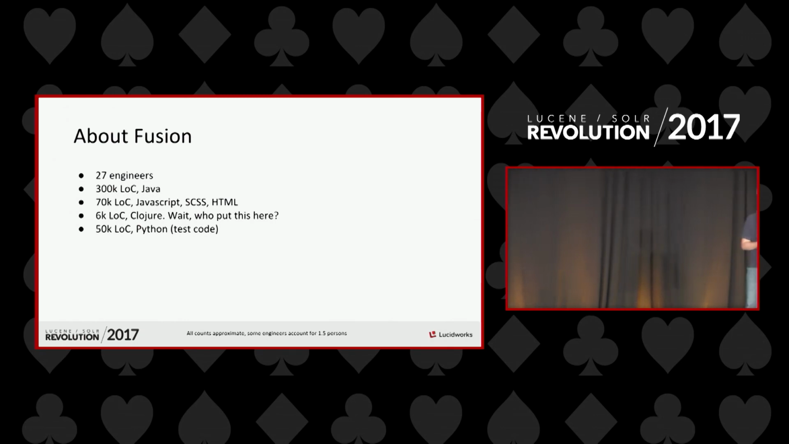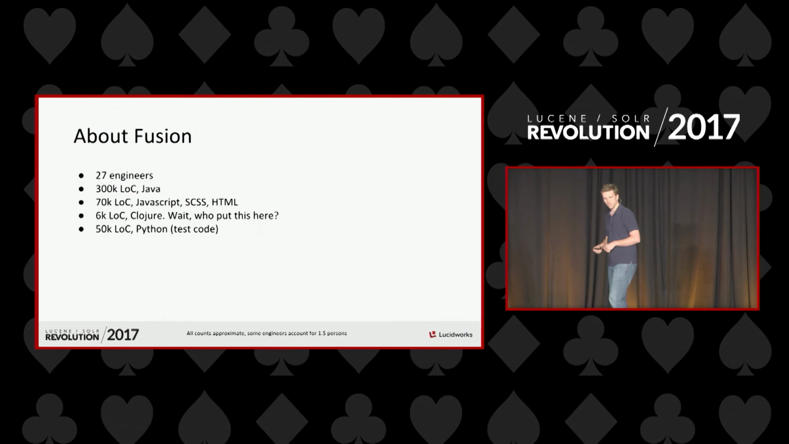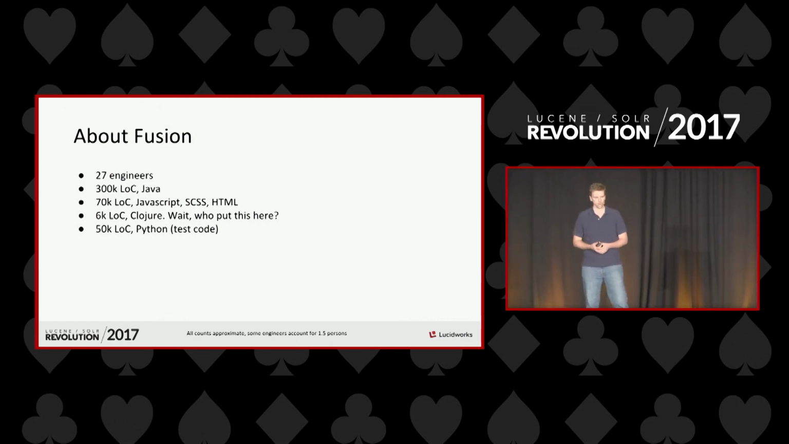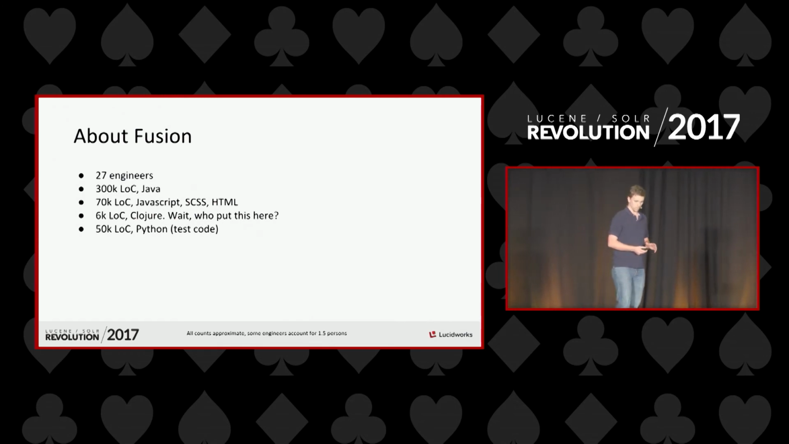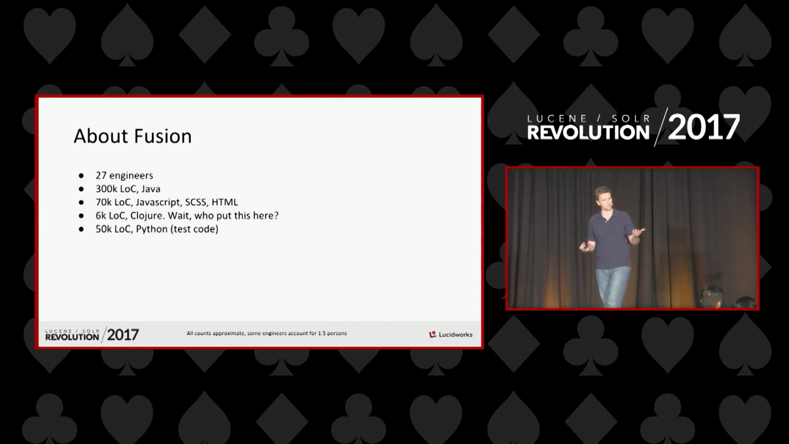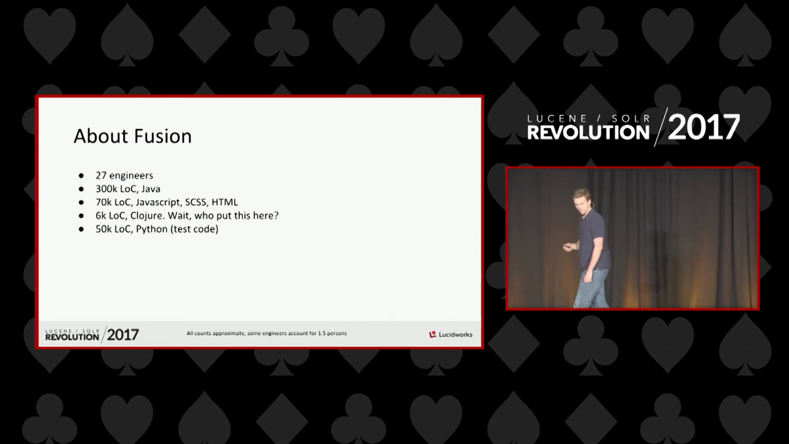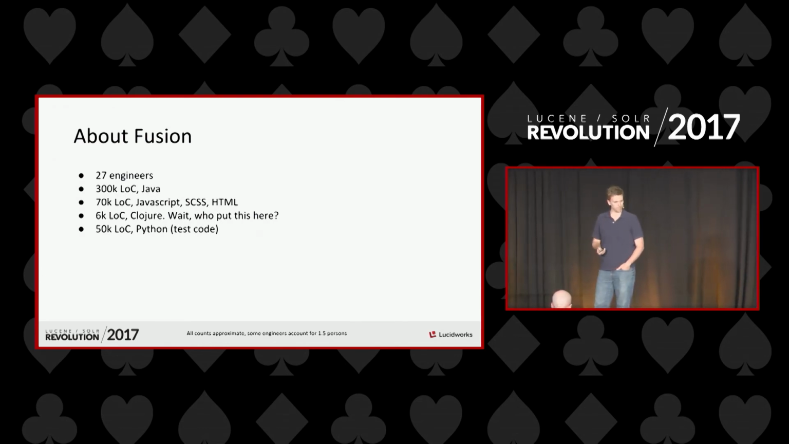So from the project perspective, there's roughly 27 engineers working on Fusion. Around 300,000 lines of Java code, about another 100 or 150,000 lines of test code. 70,000 lines of some UI stuff that I don't really understand. 6,000 lines of Clojure, which I'm not really sure how that happened, but it's there. And I mentioned here at the bottom also 50,000 lines of Python, which is just test code. It's not production code. And there's a slide on that later.